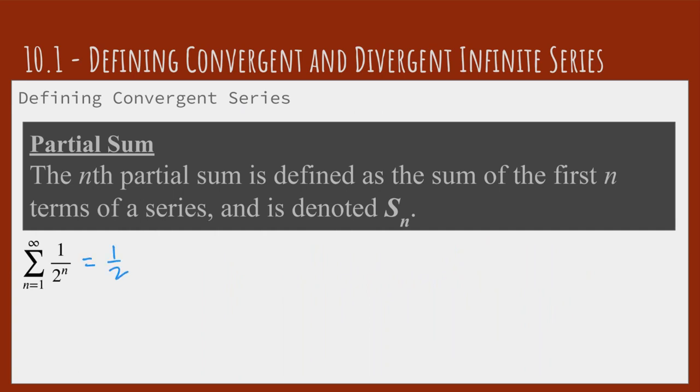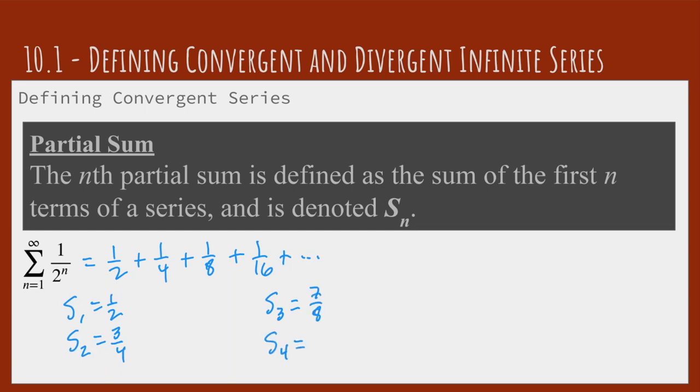This is going to be 1/2 plus 1/4 plus 1/8 plus 1/16, and I'm going to look at the partial sums here. The first partial sum is 1/2. The second partial sum is 3/4. The third partial sum is 7/8. And I'm going to do one more here. I'm going to write these partial sums in a slightly different way so that we can look at this in terms of a limit.